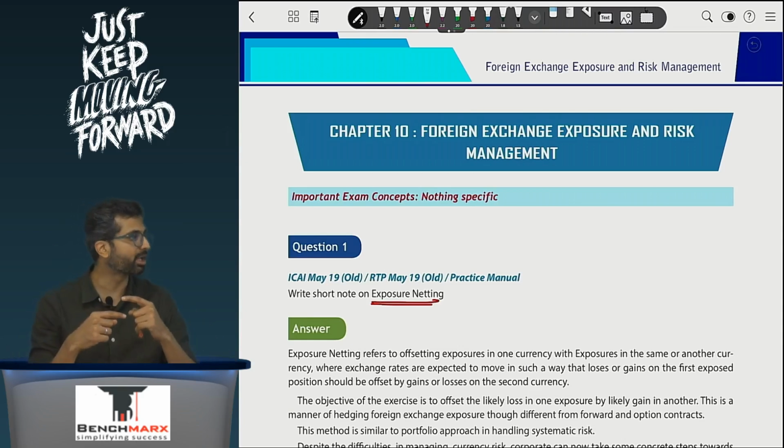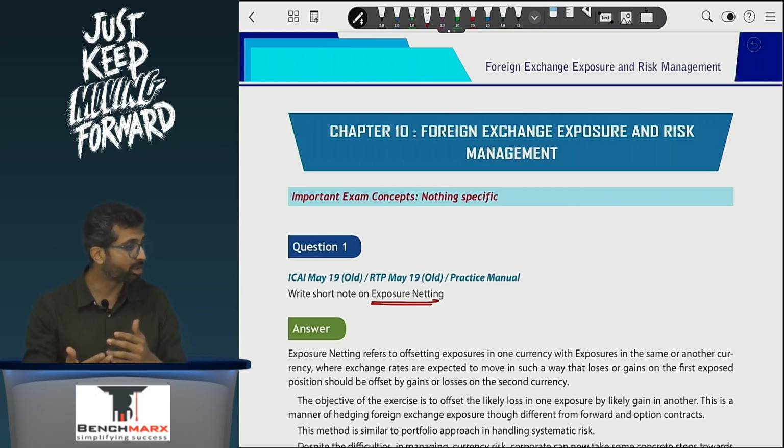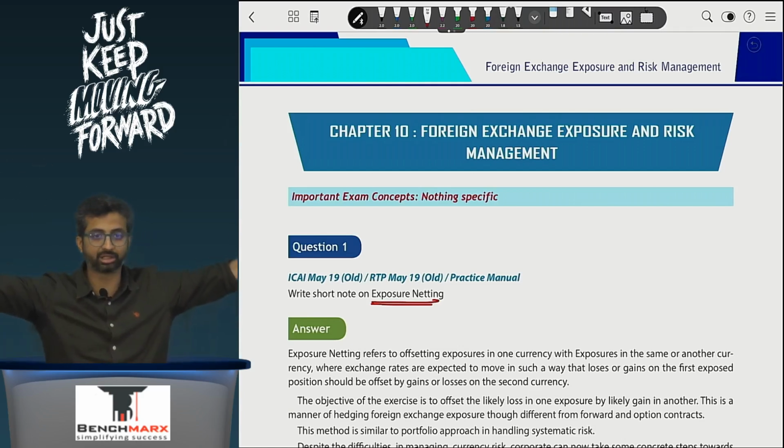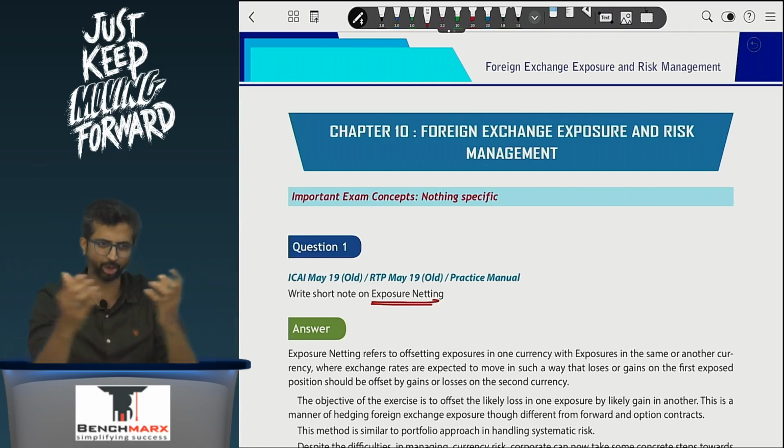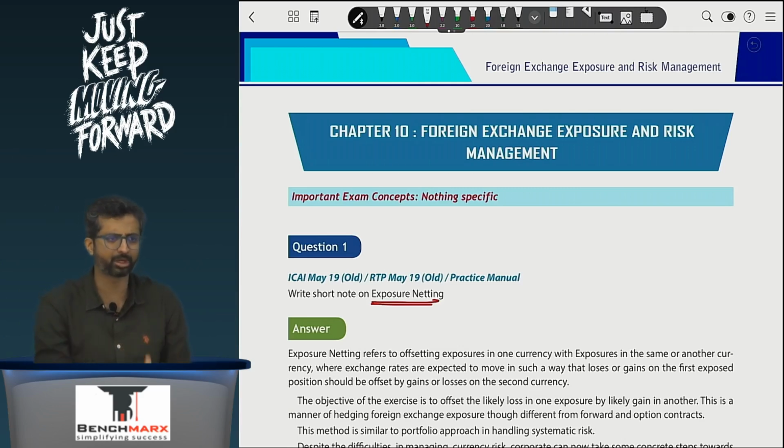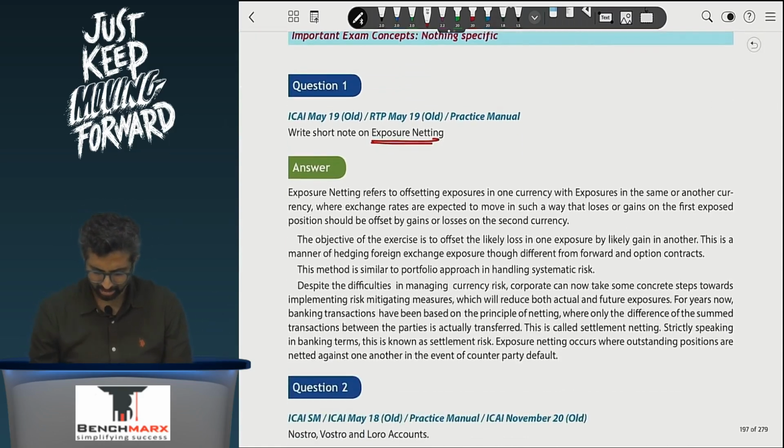Sir, import, export, inflow, outflow, loan taken, loan received, cash in one currency, cash in another currency. You net off your exposures and take protection if required or investment if required for the net amount. This will help you in reducing transaction cost. And exposure netting refers to offsetting exposure in one currency with exposures in the same or another currency.